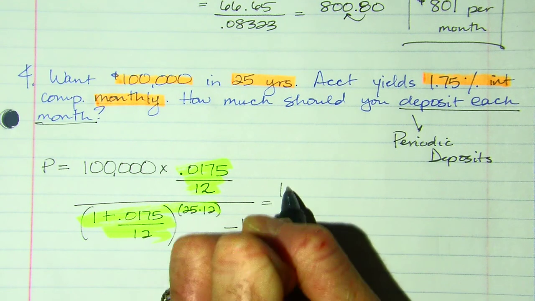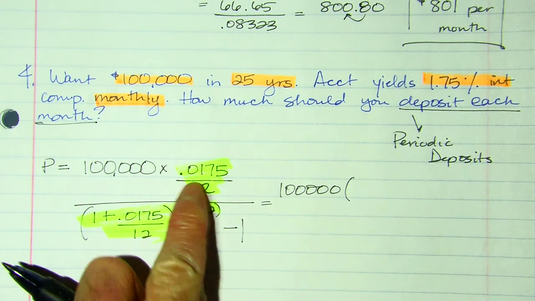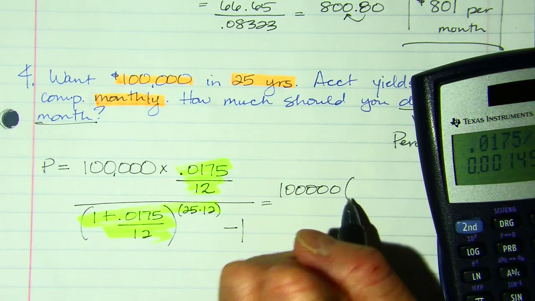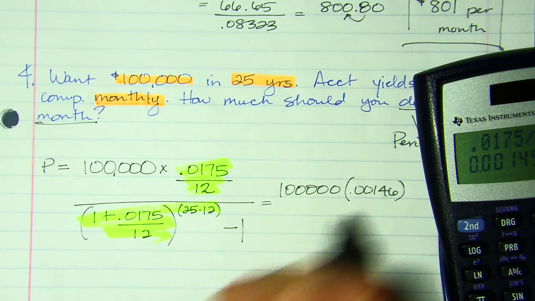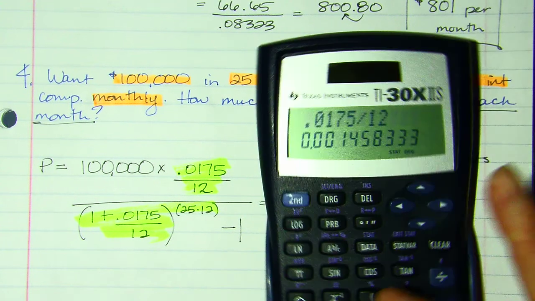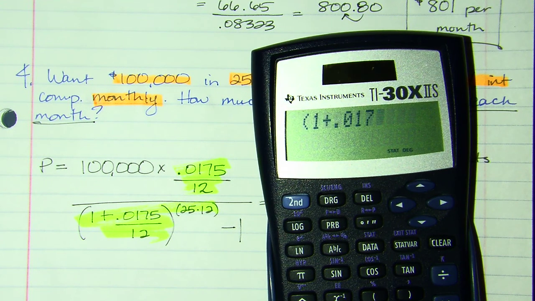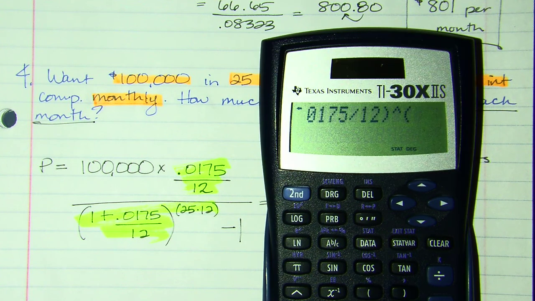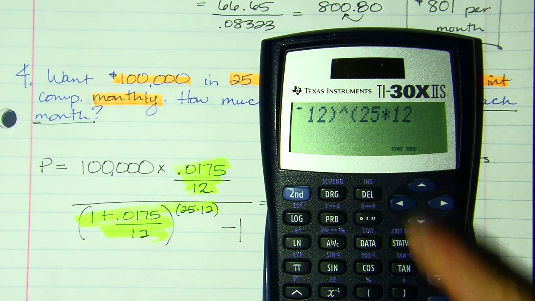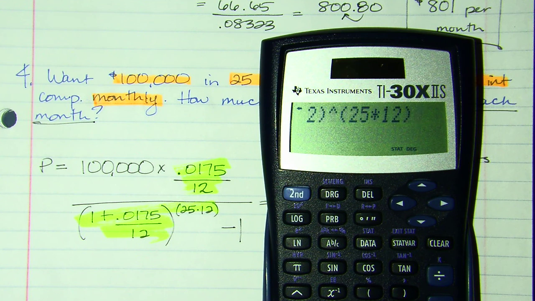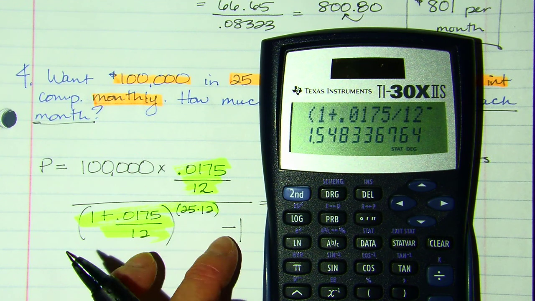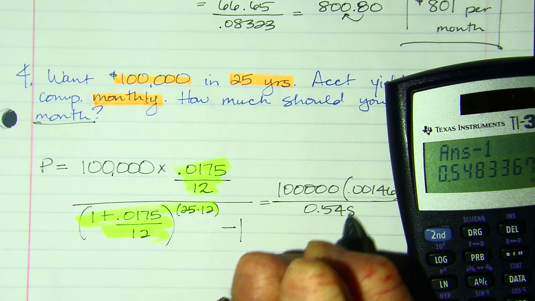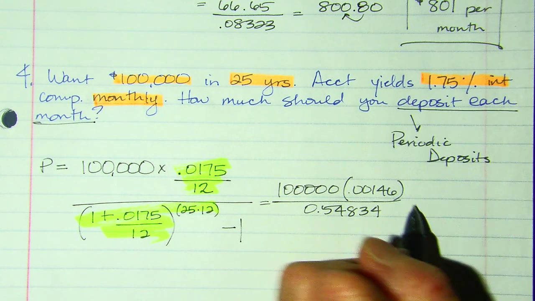So I have 100,000. Let's enter this in my calculator, 0.0175 divided by 12. And I get 0.00146. The bottom, parentheses 1 plus 0.0175 divided by 12 to the, I don't know what that is in my head, so I'm going to do 25 times 12. Notice 25 times 12, though, is in parentheses. Hit enter, then hit minus 1. And so I've got 0.54834. So I'm going to keep simplifying.